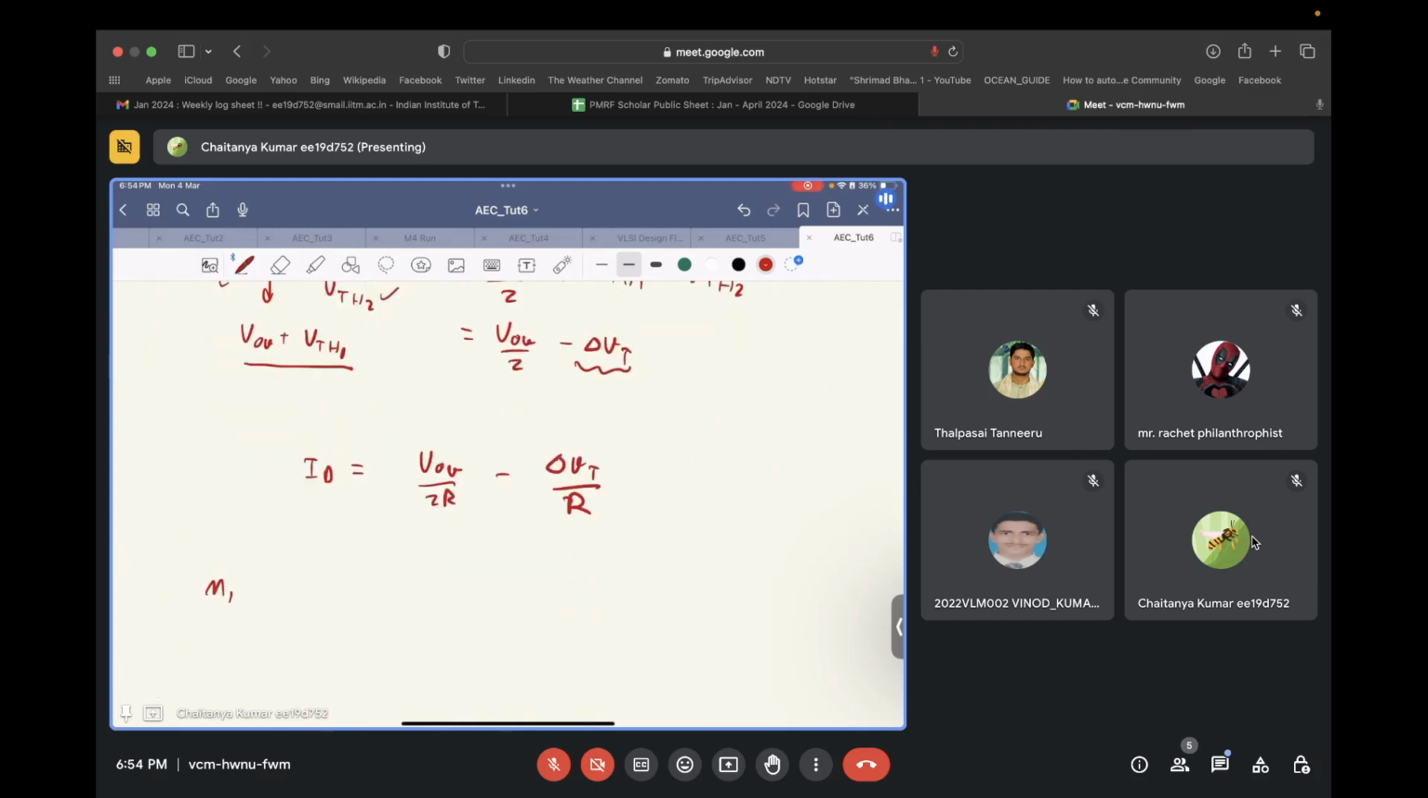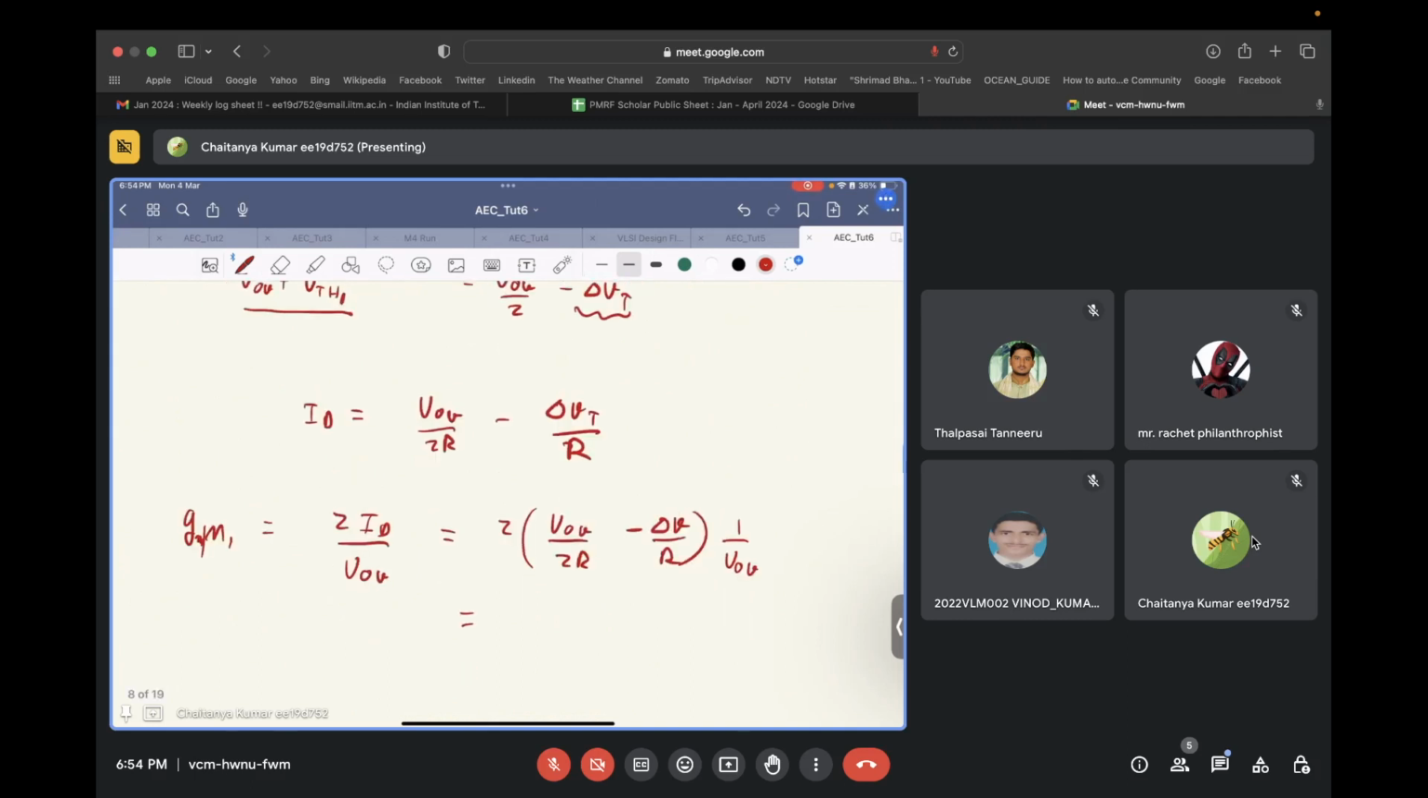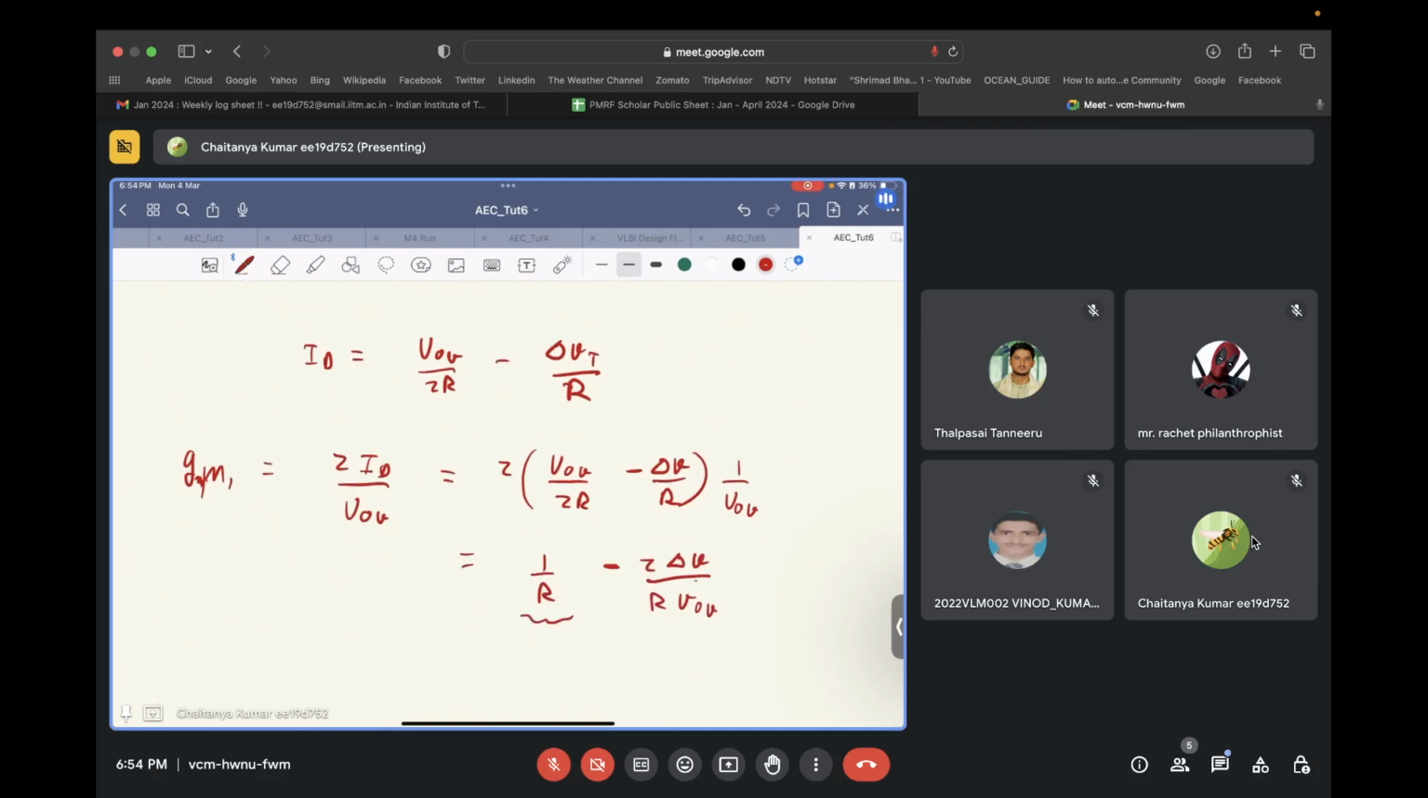So the GM of transistor M1 is 2ID by V overdrive, that is equal to 2 times V overdrive by 2R minus delta Vt by R, divided by V overdrive, which comes out to be 1 by R minus 2 delta Vt by R times V overdrive. Okay, so this term is constant. As long as this resistor is fixed, this term won't depend on the PVT, the process, voltage and temperature variation.